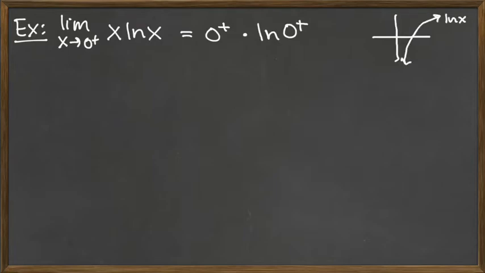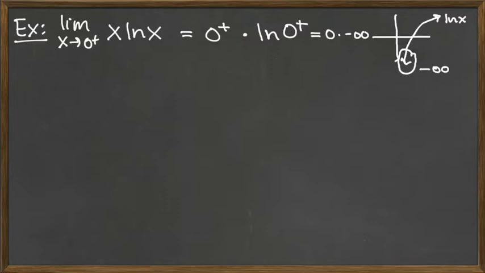And so when we're looking at 0 plus, we're saying as x is approaching 0 from the positive side, so from the right side, so we're looking at that arrow. And so this function here then is approaching negative infinity. And so we do see then that this is really a 0 times negative infinity indeterminate form. A 0 times negative infinity indeterminate form is not one of the ones that's appropriate for L'Hopital's rule.